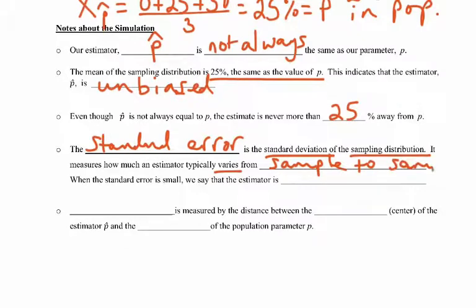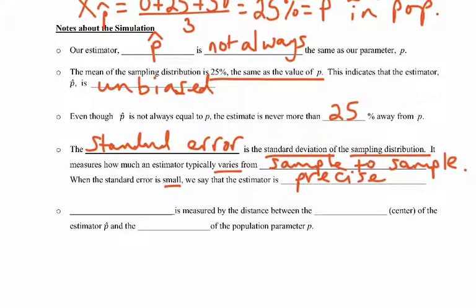Remember, every sample is going to be different. There's always going to be variation among our samples. The idea, though, is that we want that standard error to be small. So when the standard error is small, we say that the estimator is precise. Remember that term we had earlier, precision. That means that we want the consistency from one sample to the next. We want the variation to be small. So that means we want our standard error to be small.